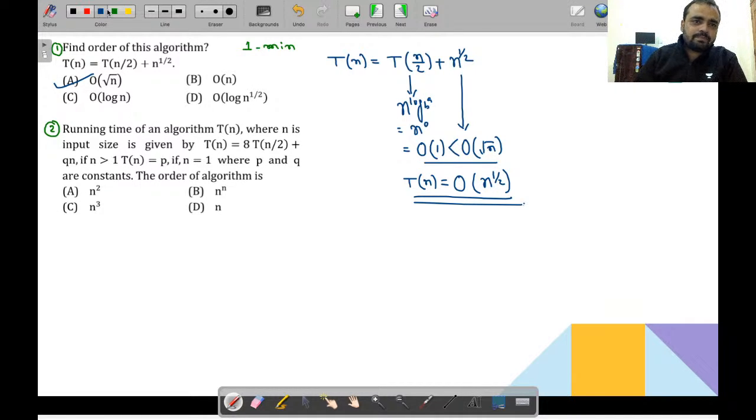Let's see the next problem. T of n is equal to 8T of n by 2 plus qn, where n is greater than 1, and T of n is equal to p if n is equal to 1, and p and q are constants. Here you can see what is derived from this part: you can derive n to the power log of 8 on the base 2. This implies n to the power 3. So of course the right answer will be n to the power 3. Okay? So this will be the order of this algorithm.